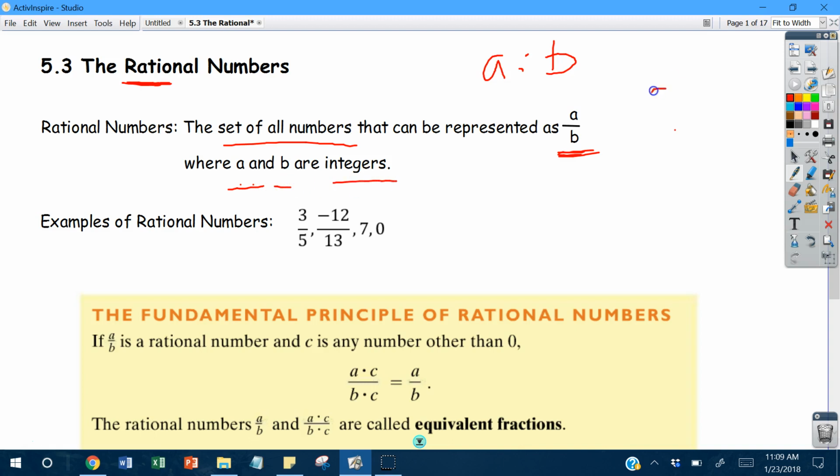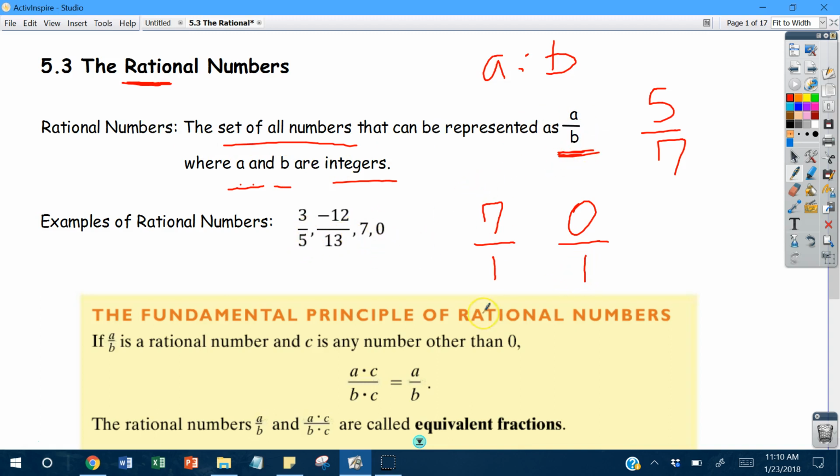So, for example, 5 over 7 is a rational number. Here are some examples down here. You have one integer divided by another. You could think of 7 as a rational number because 7 can be written as 7 divided by 1. You could think of 0 as a rational number because 0 can be written as 0 divided by 1. There's a ton of rational numbers, and the only restriction is you've got to have one integer divided by another in order to be considered a rational number.